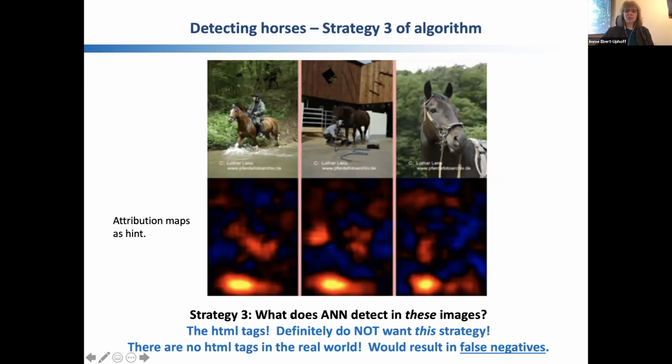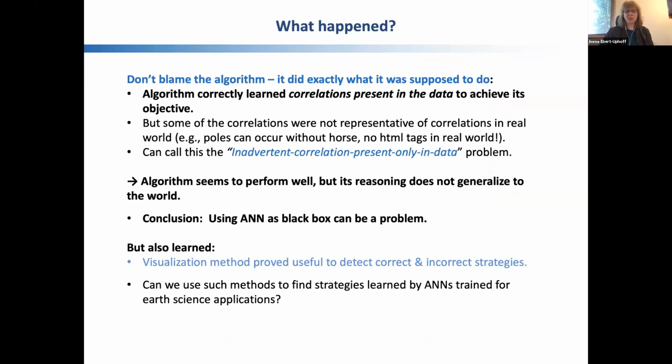So is this a good strategy? Definitely not, because in the real world, there aren't going to be HTML tags. And so most likely, if you take those tags, it might be that the neural network then would say, there's no horse in this image because I don't see this tag, because it learned to focus too much on this tag. So that would result in many false negatives, also known as misses. So what happened here? Don't blame the algorithm, because it did exactly what it was supposed to. The algorithm was given images and labels, and it was supposed to use any information it could to learn how to make the best decisions.